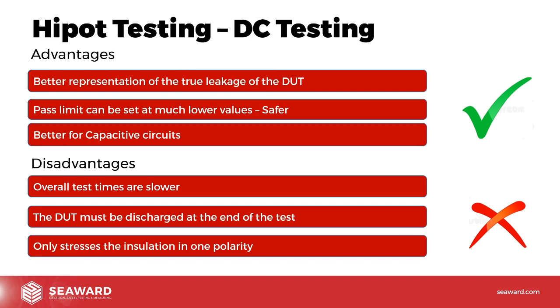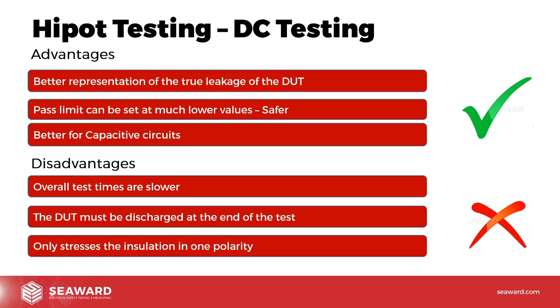From a DC point of view, number one, you tend to get a better representation of the true leakage because the device is charged. There is no reactive current flow, you're seeing generally true leakage, which means that pass limits can be set at much lower values, even typically less than 1 milliamp, keeping things nice and safe for the operators. If you do have a highly capacitive circuit, it might be the only way that you can perform a Hipot test, because the AC test is just going to see all of that reactive current flow and potentially evoke its hard current trip.